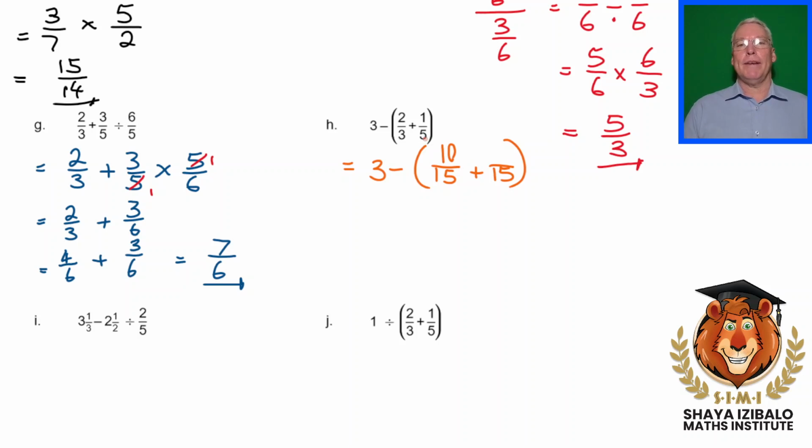What have we done to the bottom of this one to get it to 15? We've times by 3, we must times the top by 3. Okay, now we can add those two fractions. So we've got 3 minus 13/15.